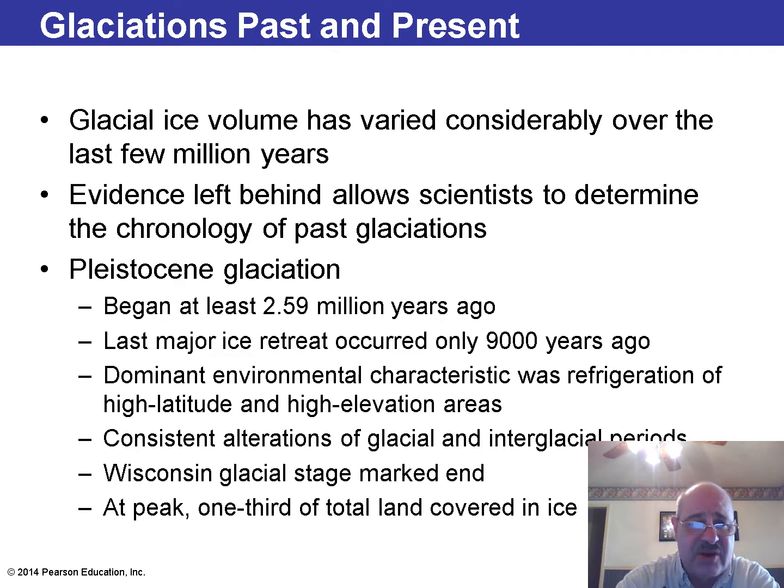Pleistocene glaciation. So it began at least 2.59 million years ago, right? That's when the Pleistocene began. That's when we kind of went into this whole glaciation of about every 100,000 years or so, okay? The last major ice retreat only occurred 9,000 years ago, okay? Right there at, I wouldn't say it's the beginning of the Holocene. Holocene started around the 12,000, but 9,000, that's when we really started seeing glaciation start melting. Now, again, the glacial maximum was right around 23,000.